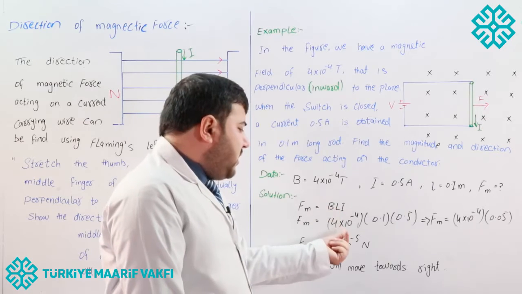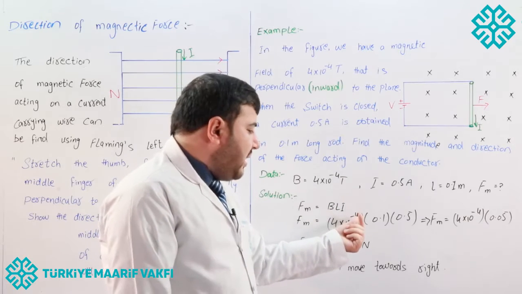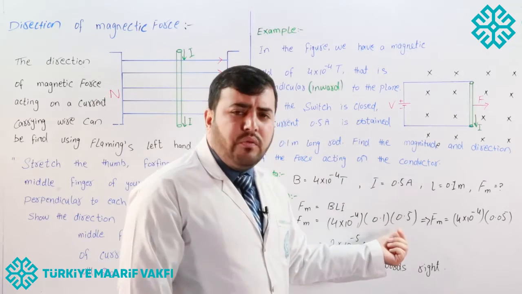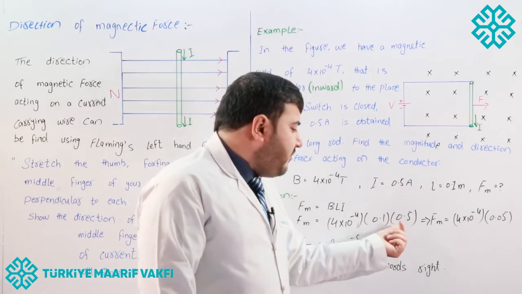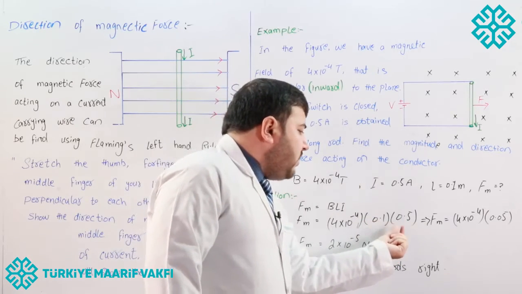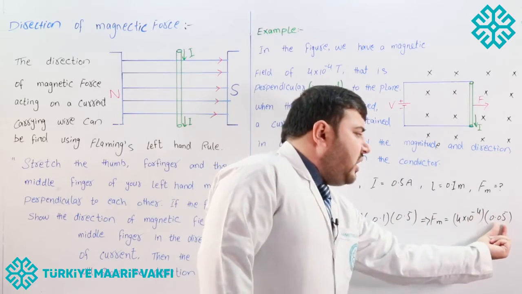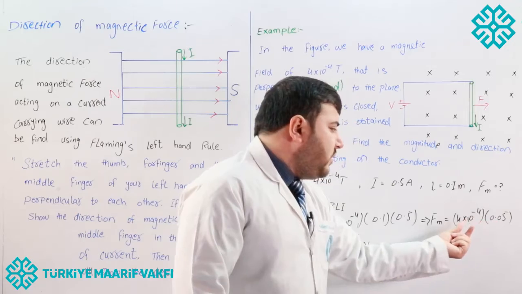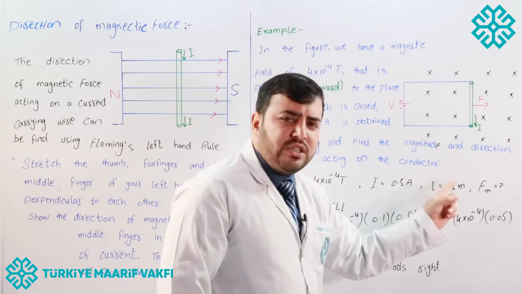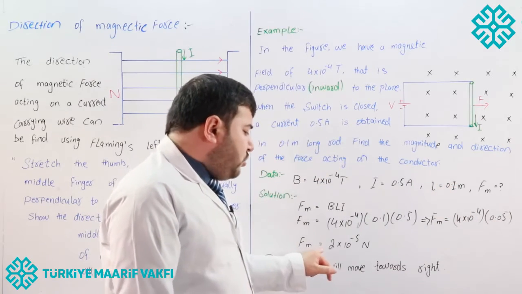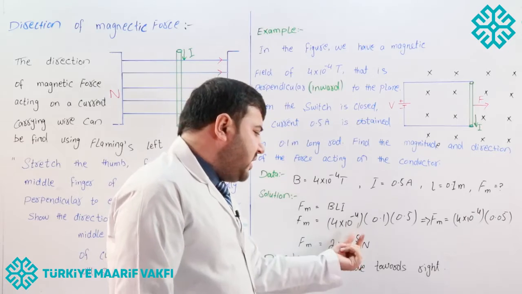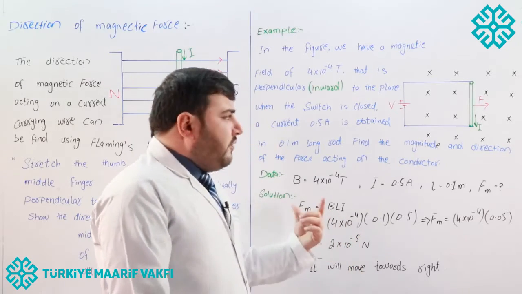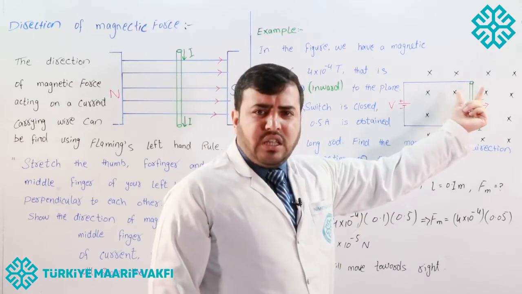The value of B is 4 multiplied by 10 raised to power minus 4, the value of L is 0.1 meter, and the value of I, current, is 0.5. When we multiply 0.1 with 0.5, it will give us the answer 0.05. So when we multiply 0.05 with 4 multiplied by 10 raised to power minus 4, it will give us the value 2 multiplied by 10 raised to power minus 5 Newton. This is the magnitude of the force acting on this conducting wire.